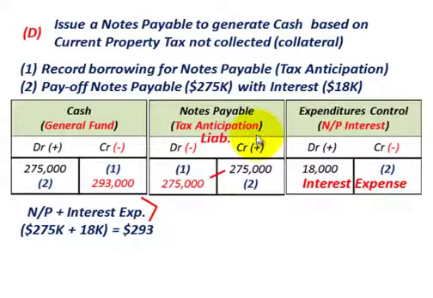So that's how you would take care of some short-term borrowing through a notes payable to generate some cash that you need, and that would be based on some current property tax that is not yet collected.